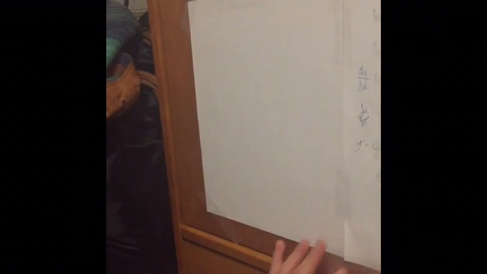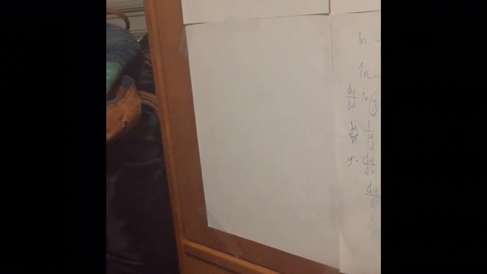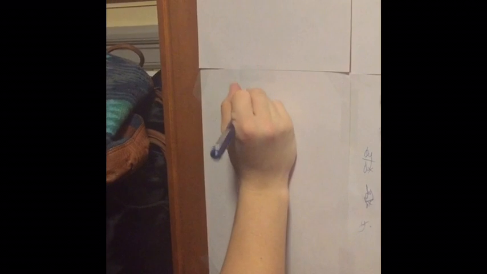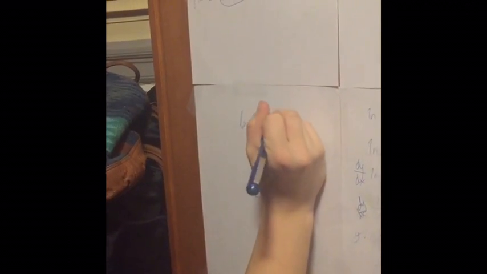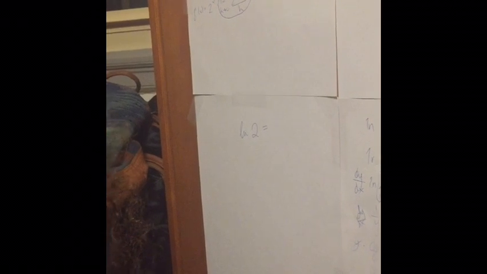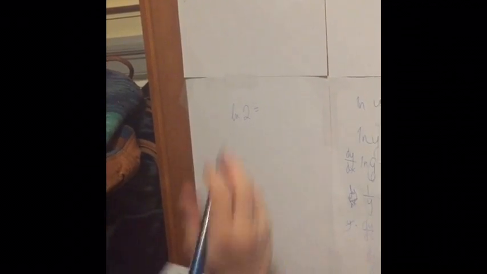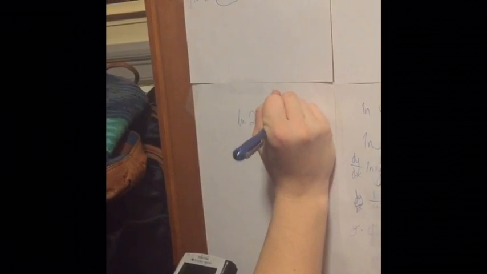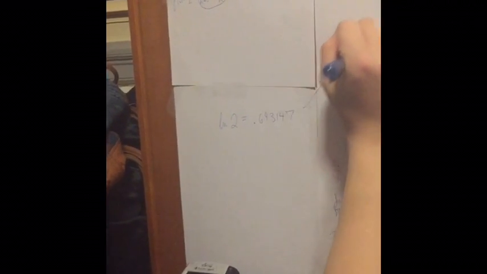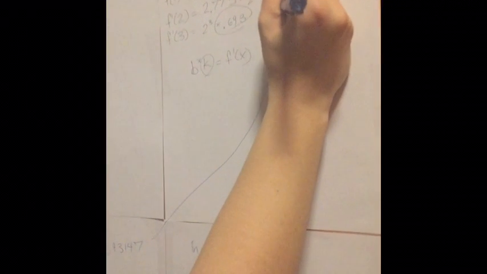So let's prove that Kelly is completely correct in her use of the magic number. The ln of 2 actually does equal exactly 0.693147, which you can see is the same number we got up here.